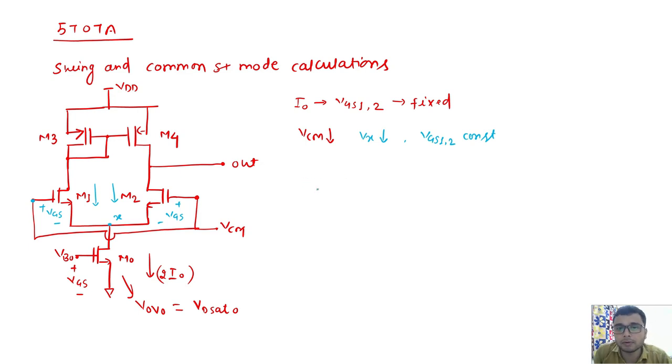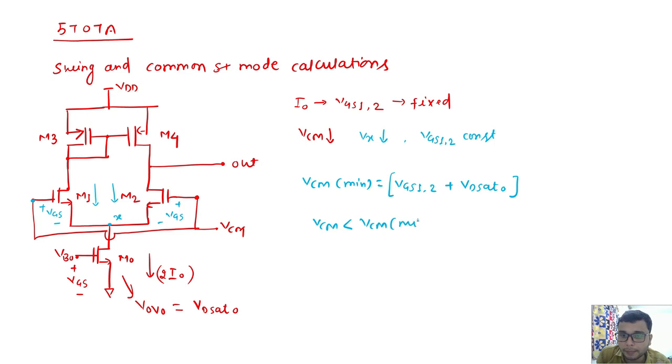So what can be the minimum value of VCM? VCM min is equal to VGS1,2, which is a fixed voltage, plus VDSAT of the bottom transistor. If we go to a VCM less than VCM min, then what will happen? Our point is that the transistor should stay in saturation only. So this is the minimum value of common mode.